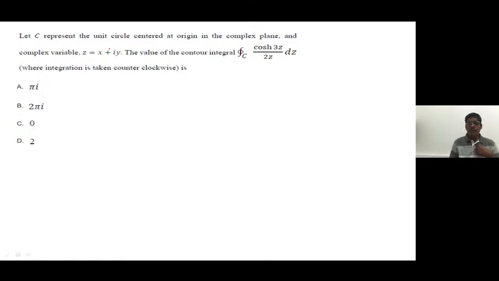The value of the contour integral over C cos h3z divided by 2z dz, where integration is taken counterclockwise, is... cos h means hyperbolic function. So this is an integration along a closed curve. Some problems can be evaluated by Cauchy's integral theorem or Cauchy's integral formula, or many problems can be evaluated by residue theorem, that is Cauchy's residue theorem with the help of poles. Let us see what happened.